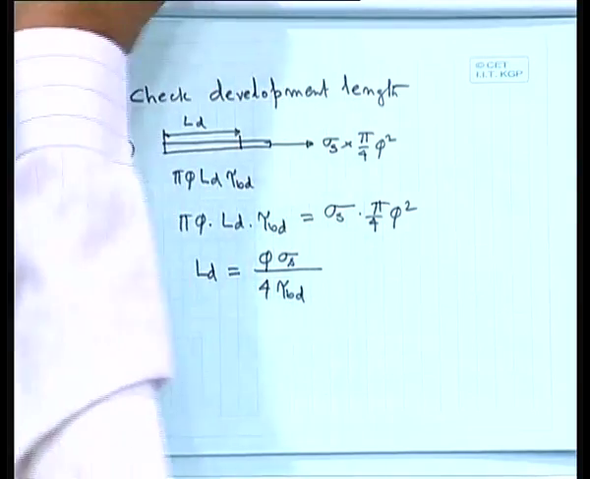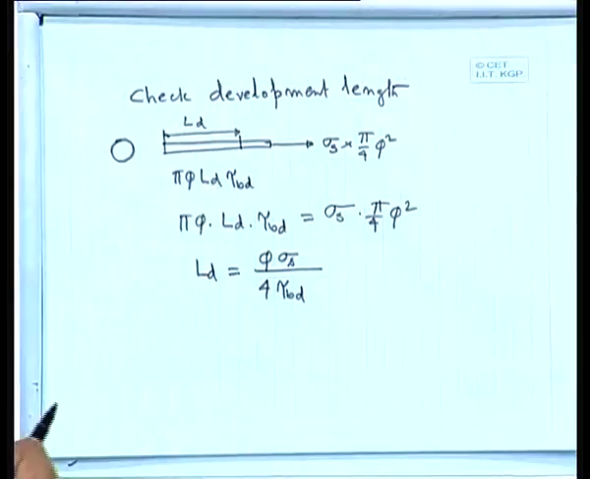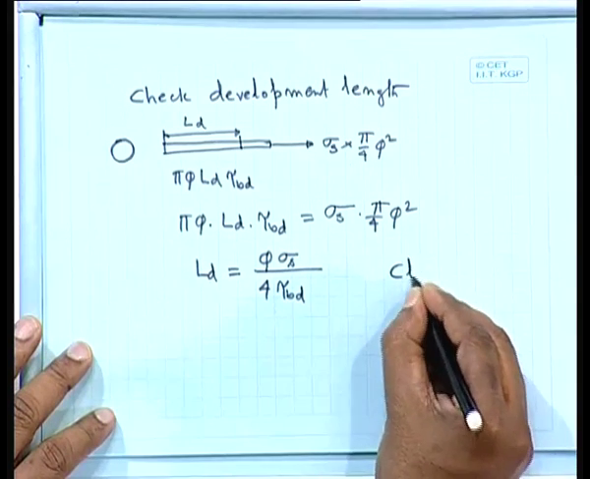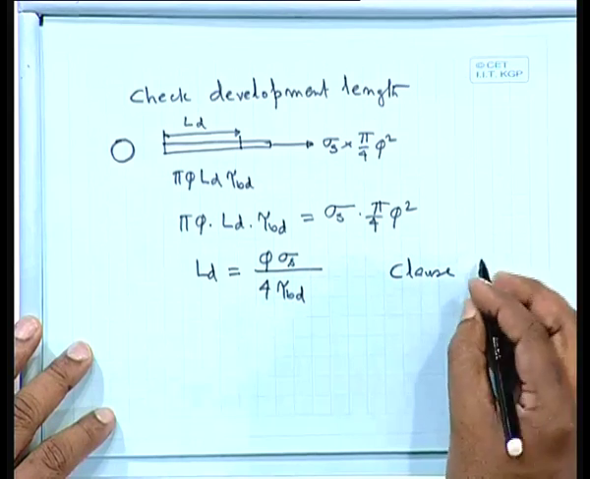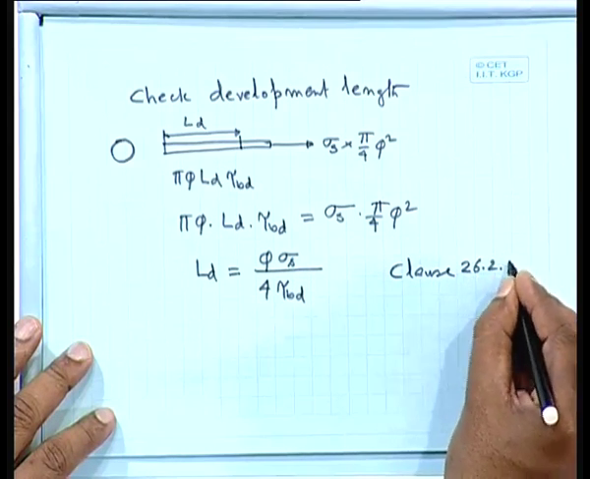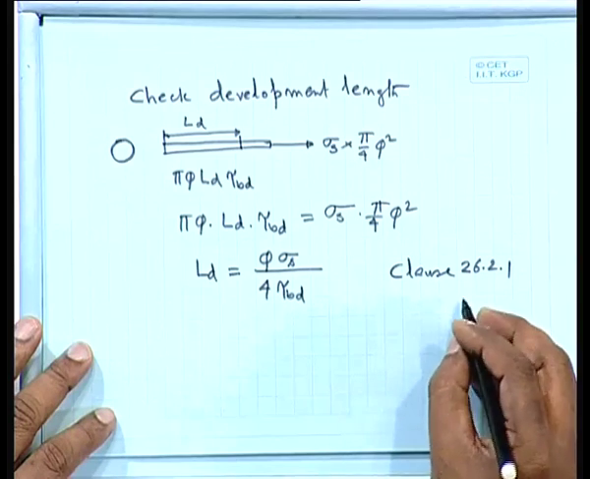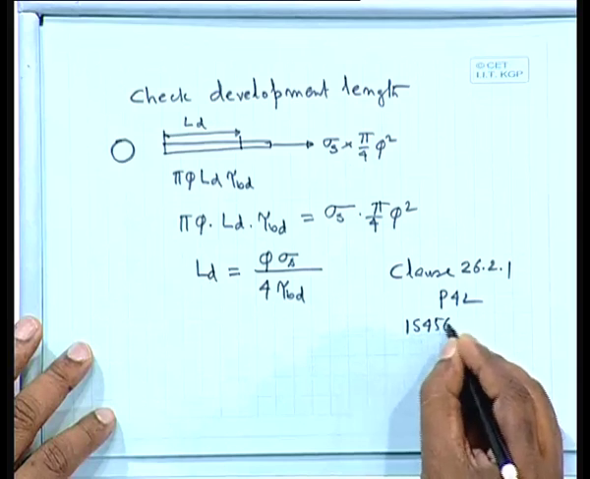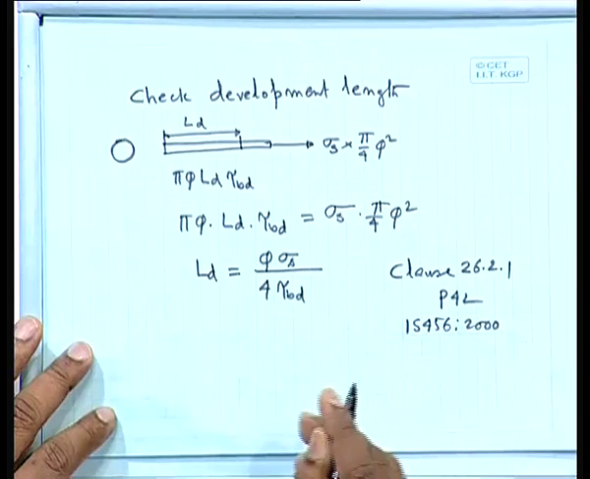Now I can refer to the clause, page number 43 and 42. You will get it in clause 26.2.1, page 42, IS 456 2000. Okay.